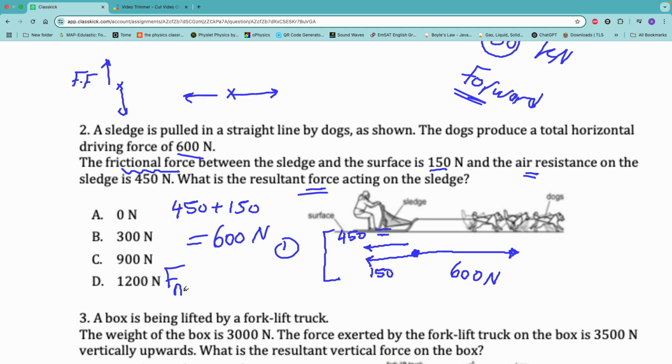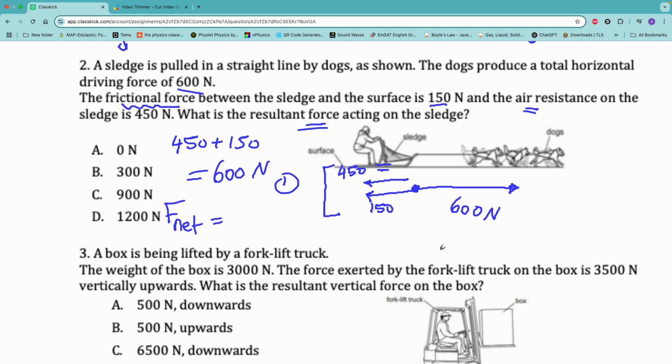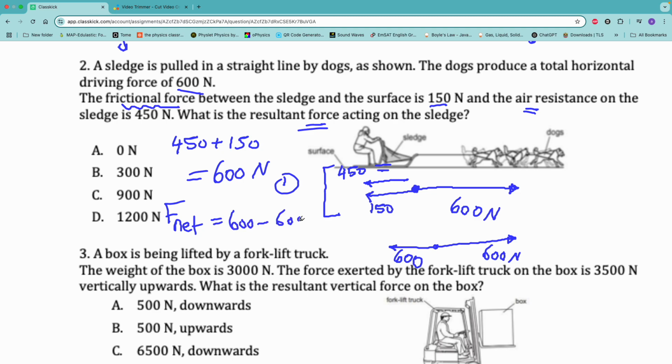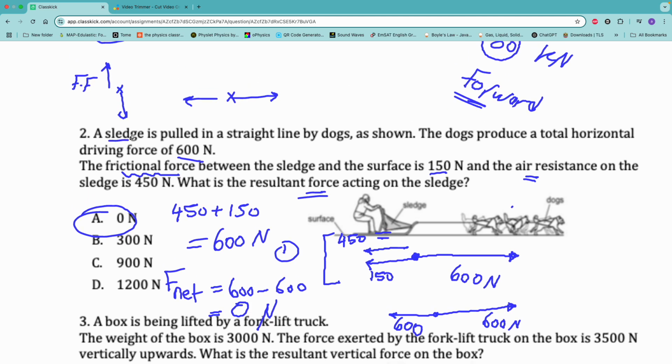Now, what is the net force? Based on our calculation, we have overall 600 forward and 600 backward. So 600 forward minus 600 backward means 0 Newton. So this is a balanced situation. When two forces are equal, does it mean that the object is at rest? No. This means the sledge is moving with constant speed.